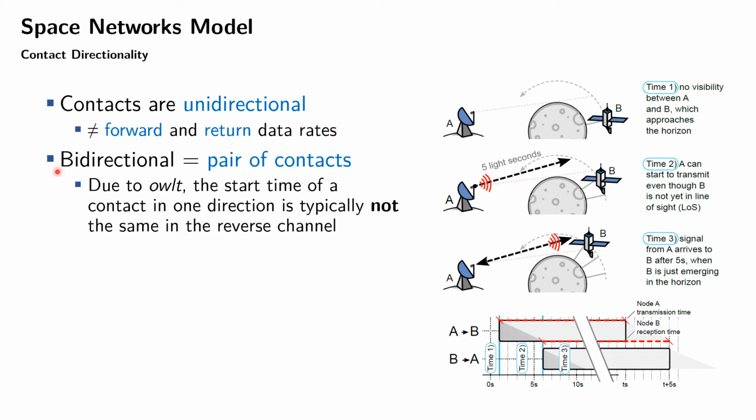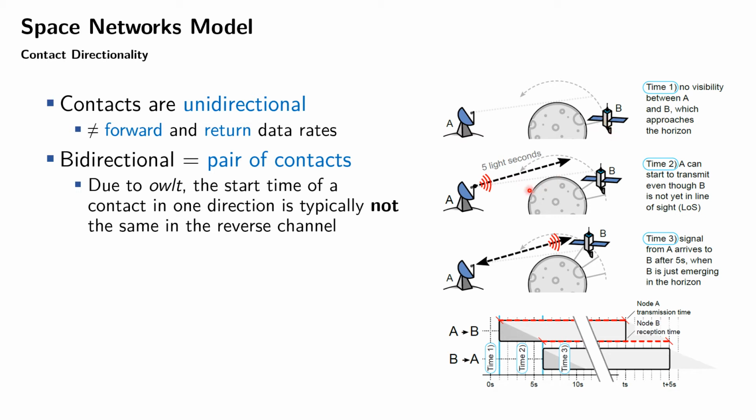Another reason for this is the range, or the one-way light time: the time that data originated at the source of the contact takes to arrive at the destination of that contact. This is a one-way light time metric. Because of this propagation delay, the start time of a contact in one direction is not necessarily the same on the reverse channel. And this is something we can easily observe in this image on the right, where we have the ground station trying to contact a satellite B on a remote planet.